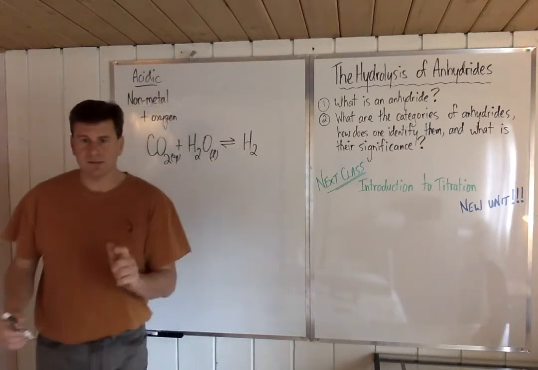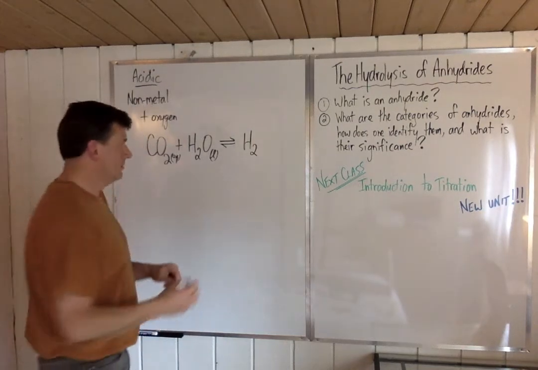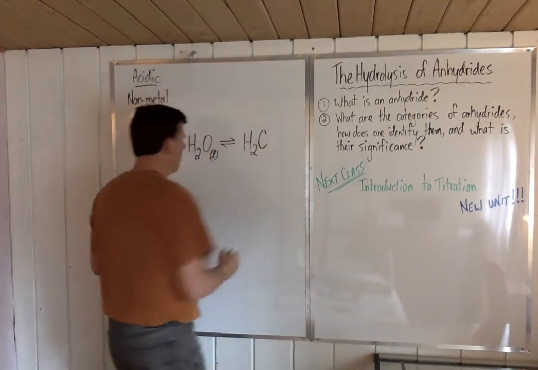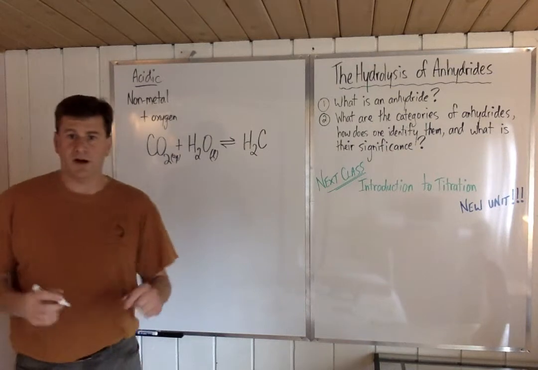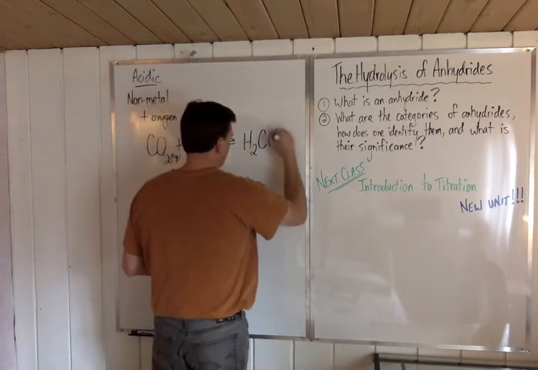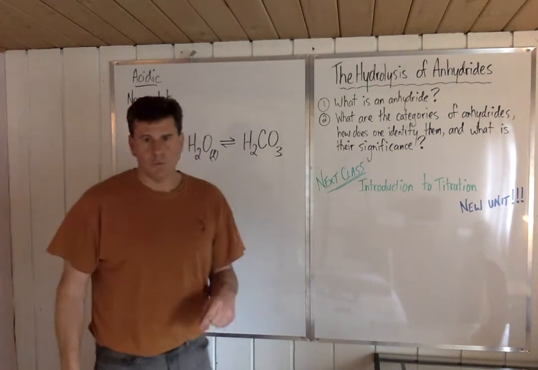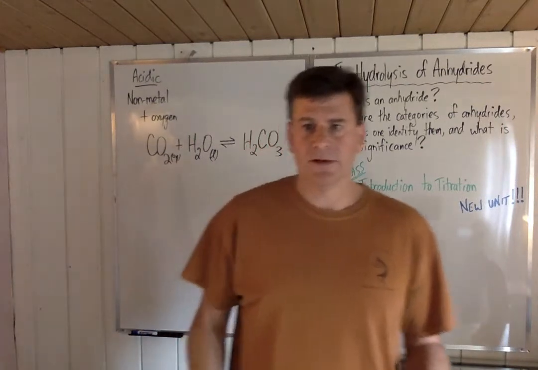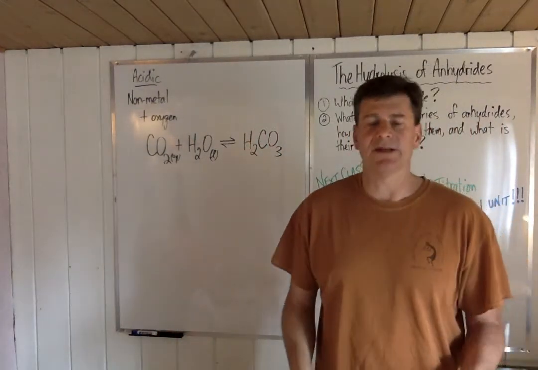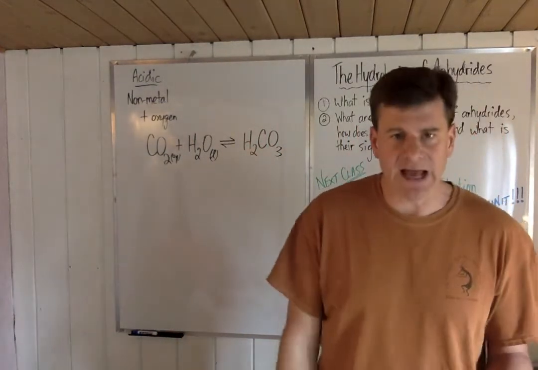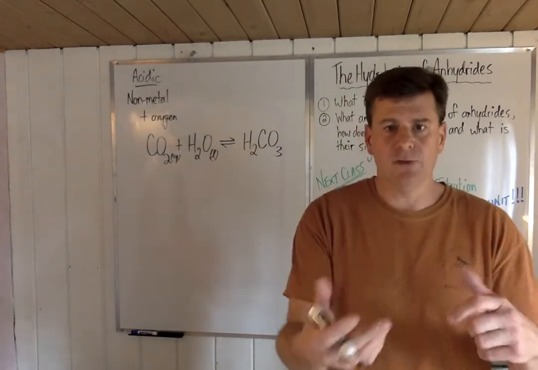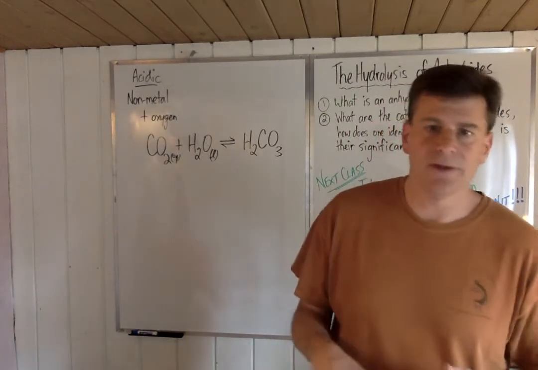There's two H's. You've got a carbon, and now you've got three oxygens, which is carbonic acid. H2CO3 is carbonic acid. It's a weak diprotic acid. If it's in water, there's a Ka that you can look up on the Ka table.